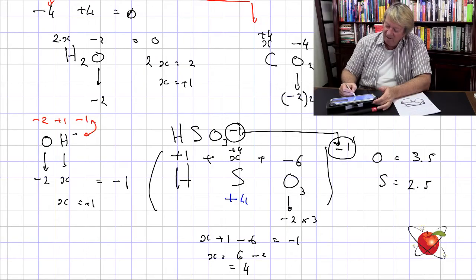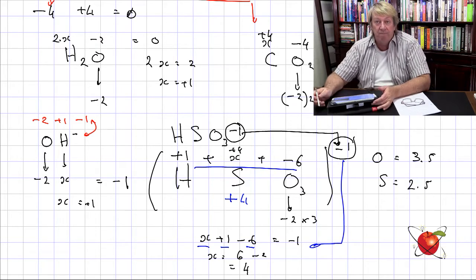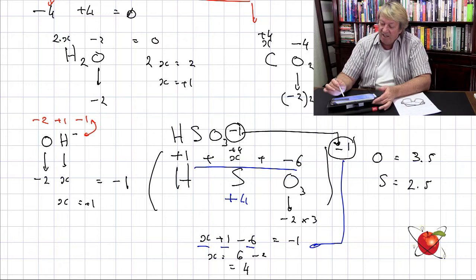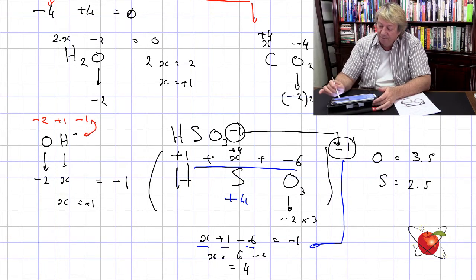Then we solve for it. The sulfur is the one we don't know, so we call it X, and then sum the top. It's a bit like an exponential equation, isn't it? Once we've got the top, we can solve for the X across the top. So X plus 1 minus 6, that's summing the top row here, must be equal to the ion on the outside, which is the -1. All right? And we solve for X. So sulfur in this one had an oxidation number of +4.